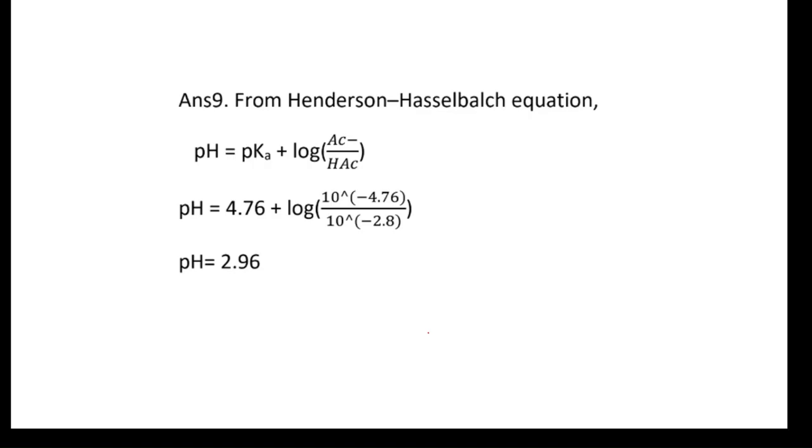So this is the correct answer. pH is equal to pKa plus log of conjugate base divided by conjugate acid. Okay. So just by putting in the values, we'll get the correct answer. So pH is equal to 2.96. Please match this with yours. Then we'll move forward to the last question of the session.